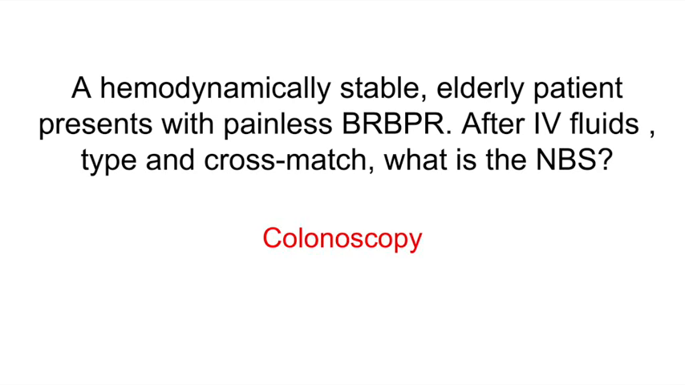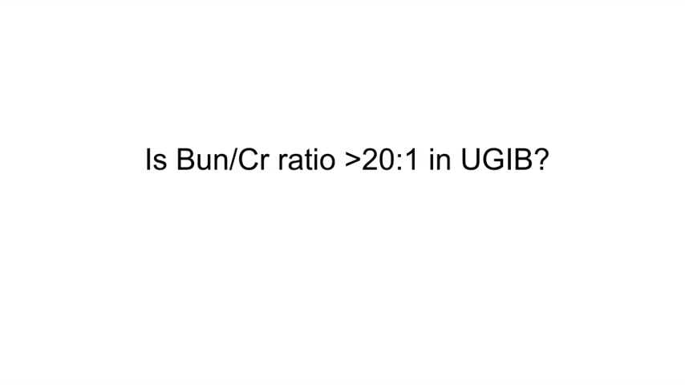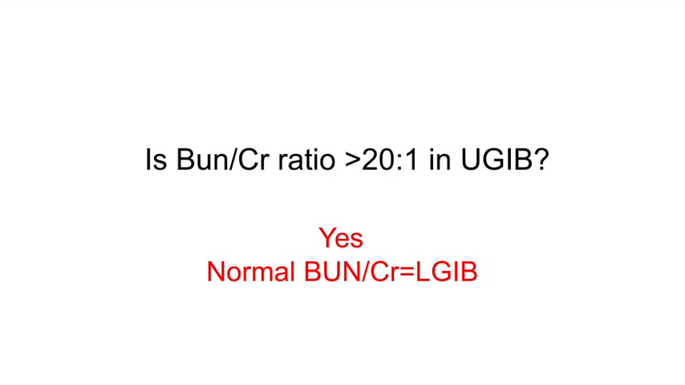Colonoscopy. Recall that diverticulosis patients present with painless hematochezia in an elderly patient. However, for diverticulitis, they have left lower quadrant pain, fever, no blood per rectum, and a colonoscopy is contraindicated due to a risk of perforation. Is the BUN to creatinine ratio greater than 20 to 1 in upper GI bleeds? Yes. However, in lower GI bleeds, it is normal.